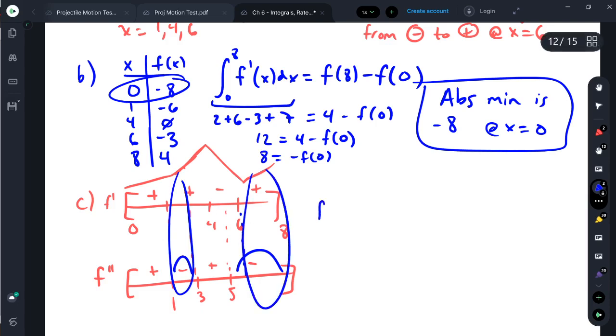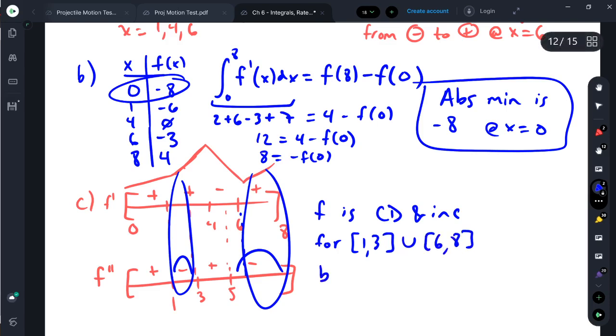So it's going to be f is concave down and increasing for 1, 2, 3, union 6 to 8, because f prime of x is greater than 0 and f prime of x is decreasing for those values.